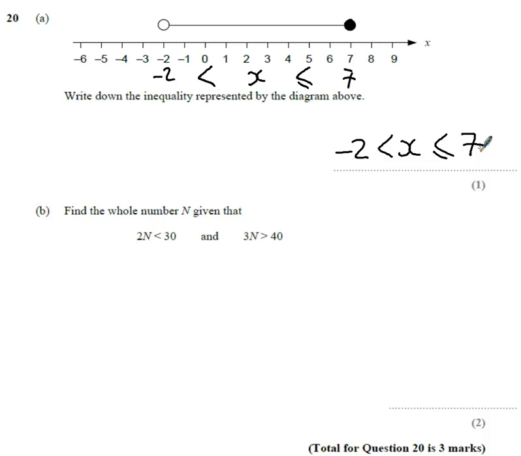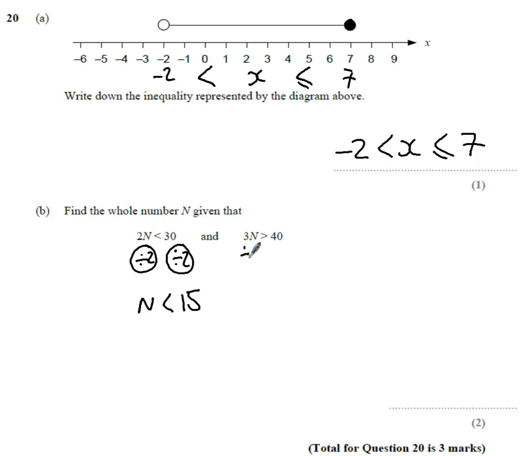Now if we look at part B here, it says we need to find the whole number n, given that 2n is smaller than 30. So all I need to do is simply treat it like an equation. I divide that side by 2 and divide that side by 2. Which then means that I'm going to get n is less than 15. So that means that n is any number less than 15, so it can be 14, 13, 12, 11, but it can't be equal to 15.